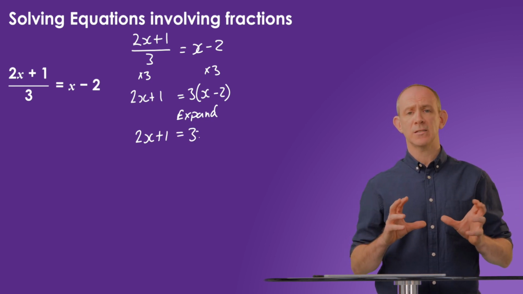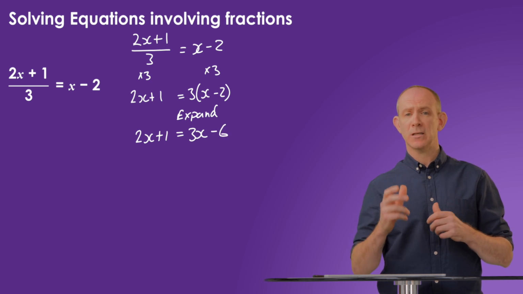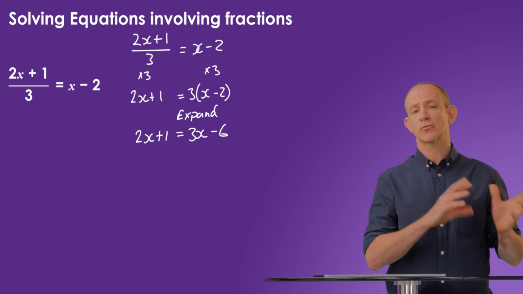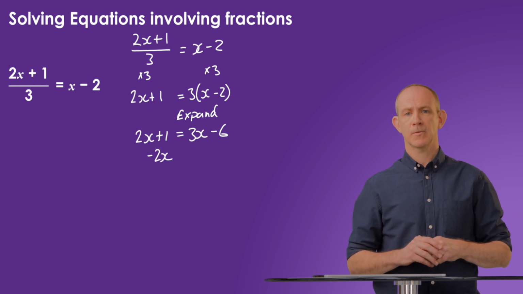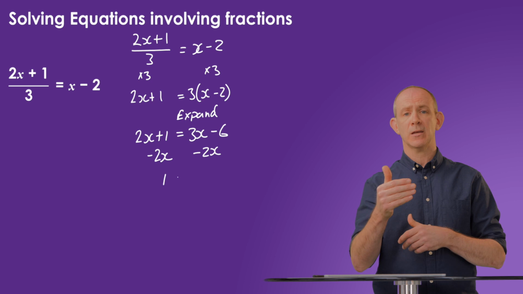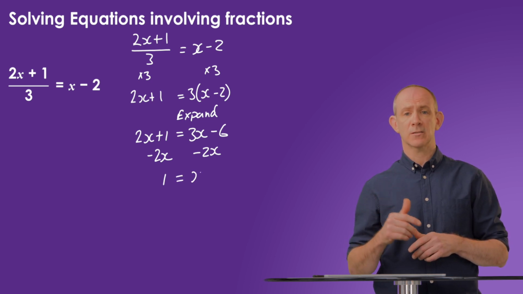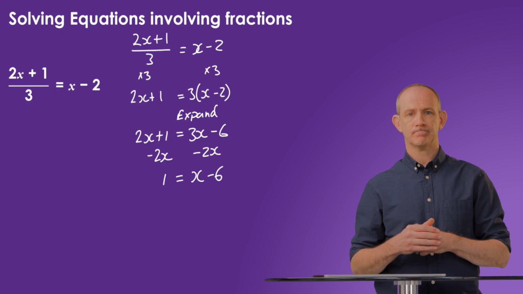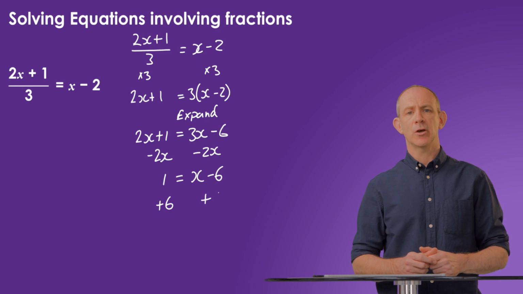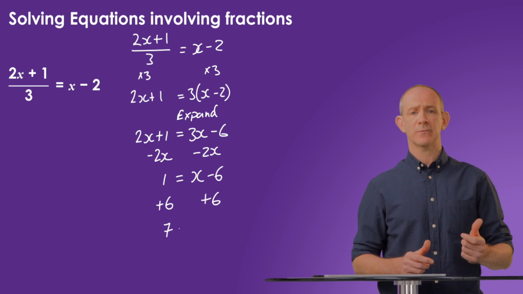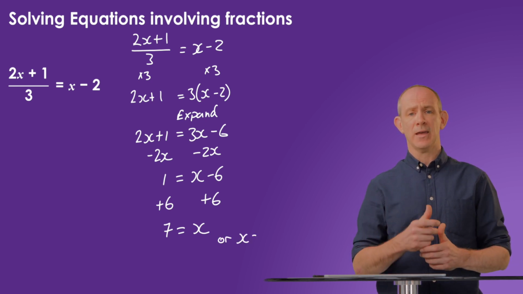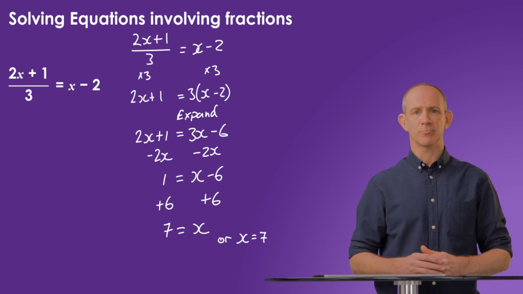Now I want to get all the x's together. The 3x on the right is higher than the 2x on the left, so I'm going to move all of the x's onto the right-hand side by subtracting 2x from both sides. So that gets rid of it on the left-hand side, and I just have 1. On the right-hand side, I have 3x, take away 2x, minus 6, which gives us x minus 6. Now I want to get rid of the negative 6 by adding 6 to both sides. So I have on the right-hand side x, and on the left-hand side 1 plus 6, which gives us 7. We could always turn this round to say x equals 7. And that's the answer to this problem.